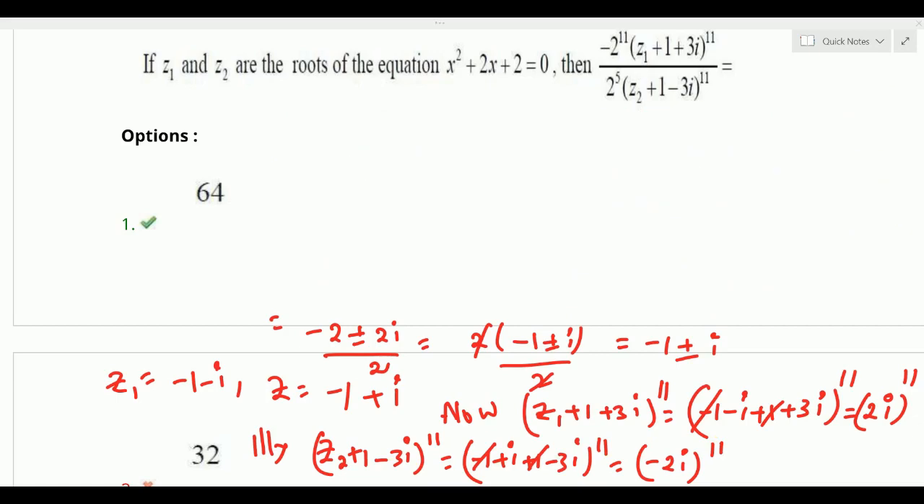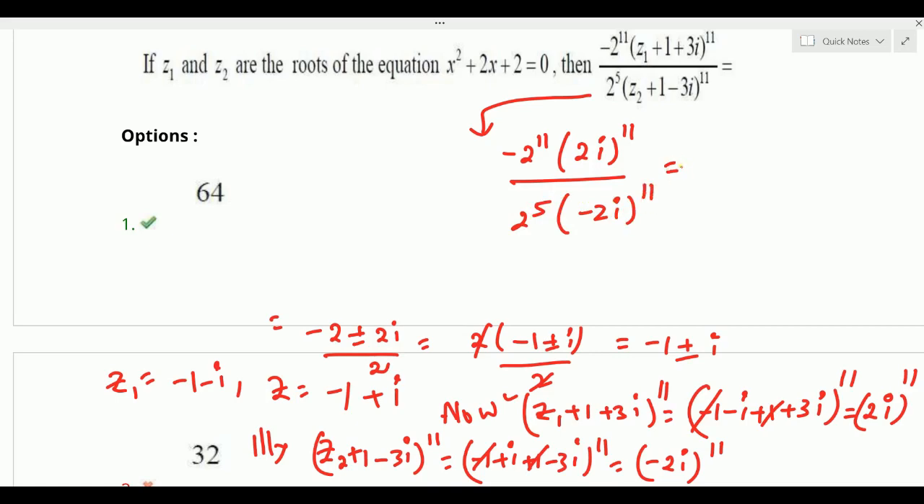Now we will collect the required result. We got z1 plus 1 plus 3i whole power 11 is 2i whole power 11. 2i whole power 11 is the numerator. Now the denominator is 2 power 5 times z2 plus 1 minus 3i, which is minus 2i whole power 11. Let's write 2i whole power 11 in the numerator, and in the denominator 2 power 5, then minus 2i whole power 11.